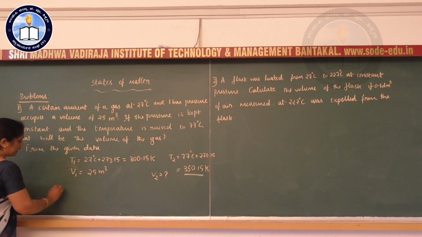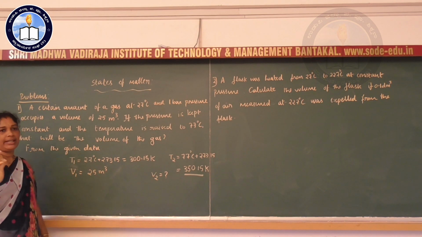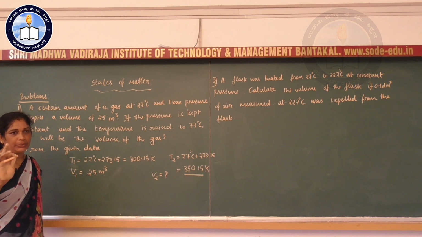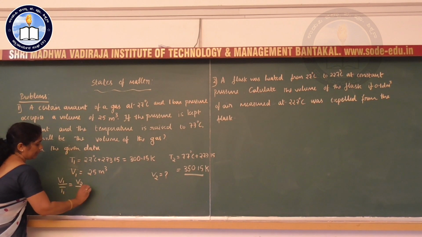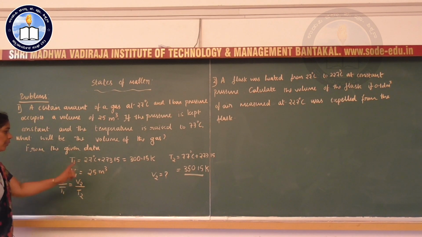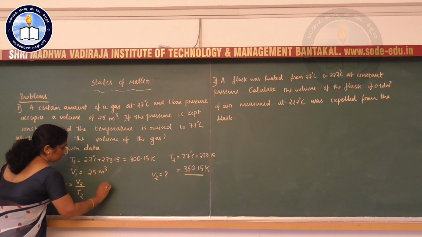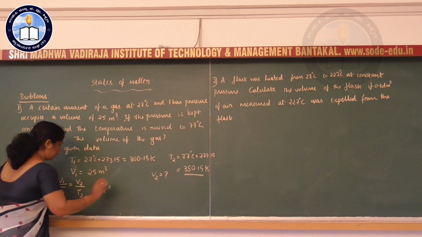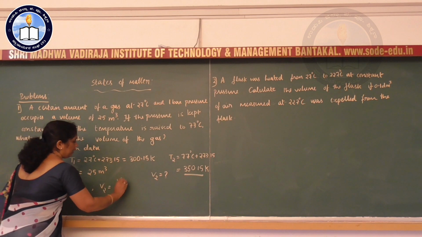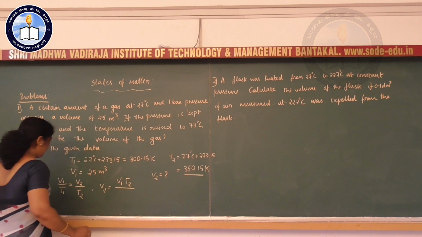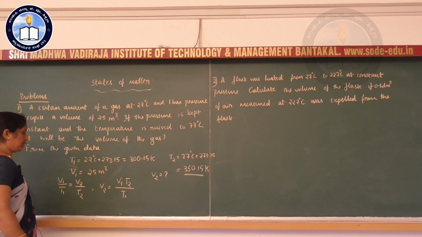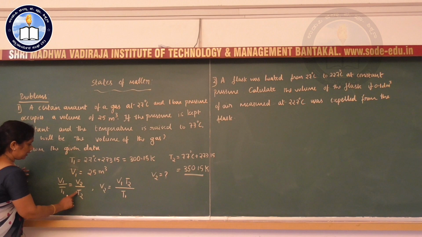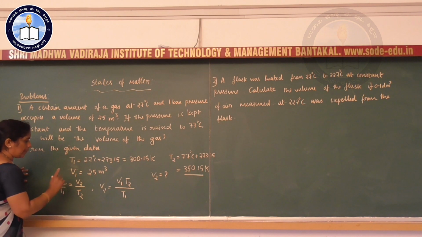We know that the formula is V is proportional to T, or V1 divided by T1 is equal to V2 by T2. What do we have to find out? V2. So from this expression, V2 is equal to V1 T2 divided by T1.